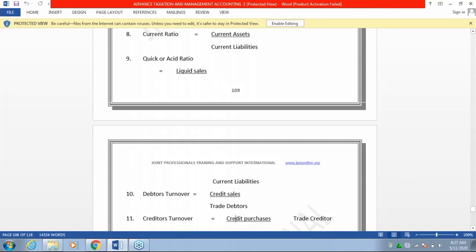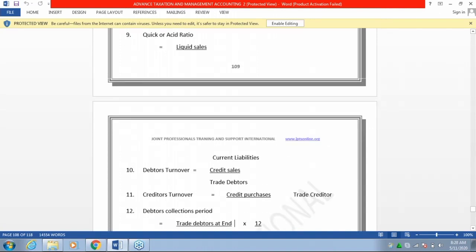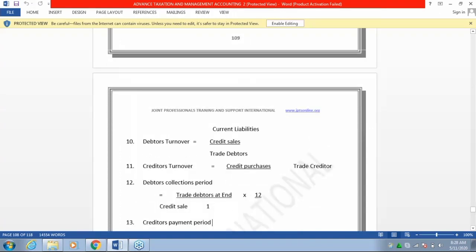Then we have the debt turnover. Under the debt turnover, that is the credit sales all over trade debtors. Then we have the credit turnover as well. That is credit purchases all over trade creditors. Then we have the debtors collection period.